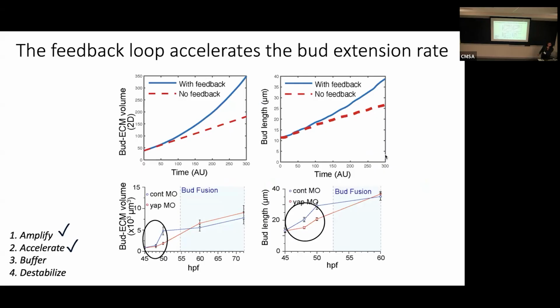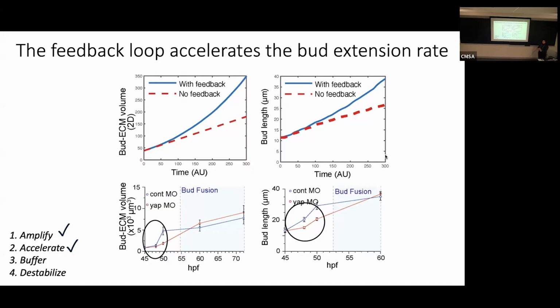Extension. Is that continued to the osmotic swelling? Yes, it's the hyaluronic acid dependent swelling of the ECM. More hyaluronic acid, exactly. They increase ECM volume. And if we break the feedback, this is in the model, and this is with experiments, the rate at which this increase in ECM volume happens is lower. And this is true for bud lengths too.